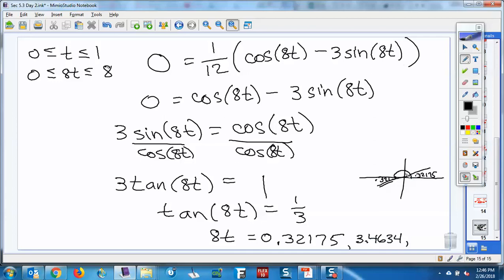3.4634. And then what's the last, the third one going to be? It's going to be all the way around, which is 2 pi, right? Well, it'd just be plus pi again, that's true. Or you could start over and say it's 2 pi, so you could do 2 times the pi button plus 0.32175. Now what's that?